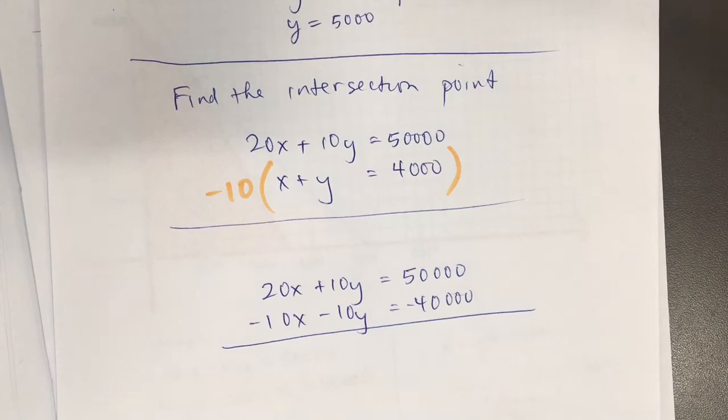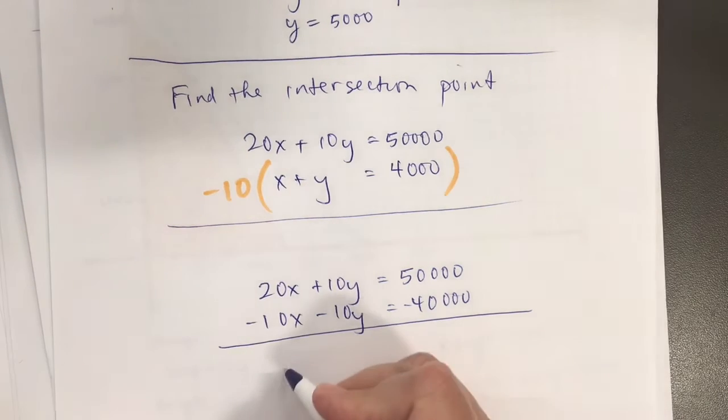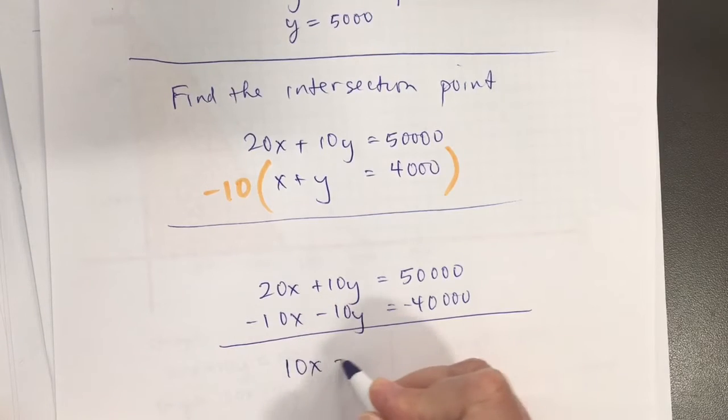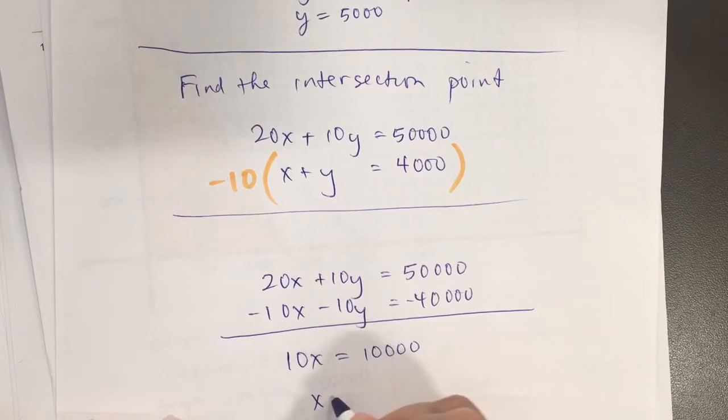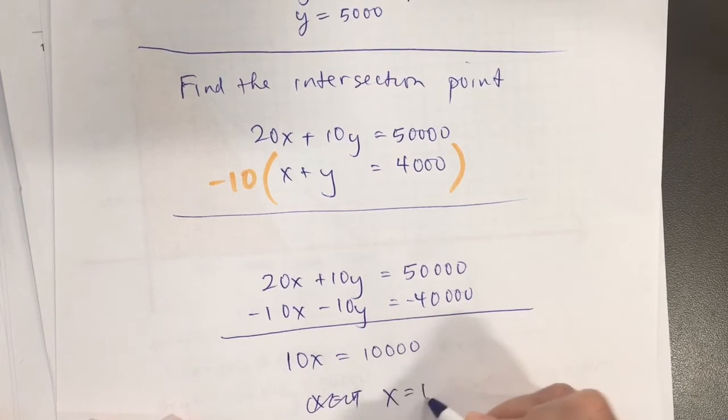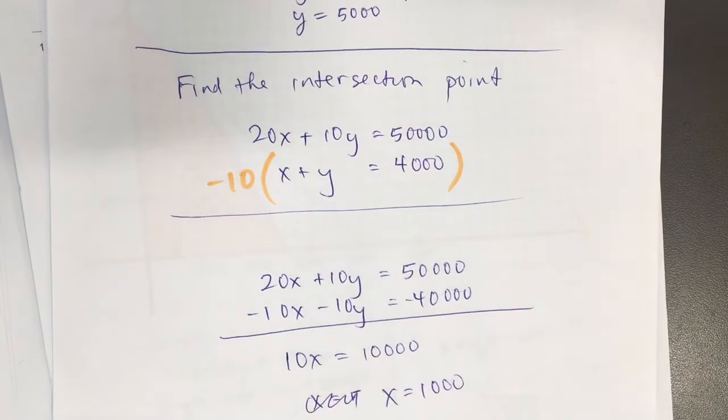When I add these two equations, the y's will be eliminated. I will get 10x equals 10,000. And when you divide by 10, x is 1,000. I was about to write the wrong thing. X is 1,000. Thank you for that. So x is 1,000 when you divide that by 10.